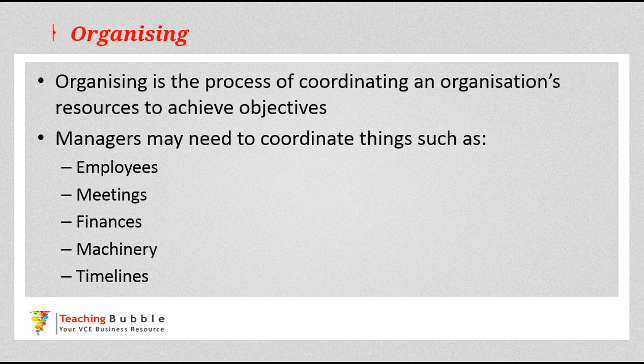We're continuing on with our videos on the key management roles where we looked at POLC. We've done the P, which is planning, and now we're going on to the O, which is organising. Organising is a process of coordinating an organisation's resources to achieve objectives. Things they might need to coordinate include employees, finances, meetings, machinery, any type of resource that they need to coordinate. That's organising.